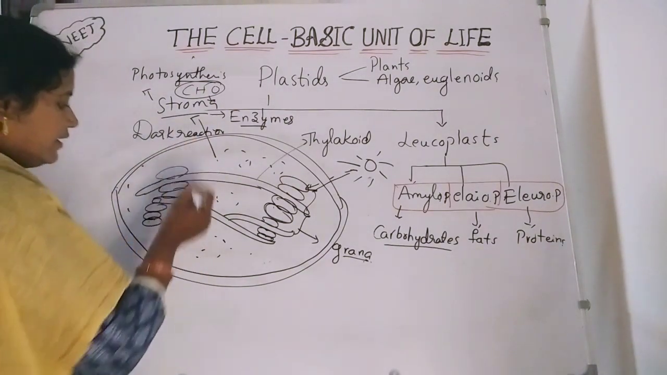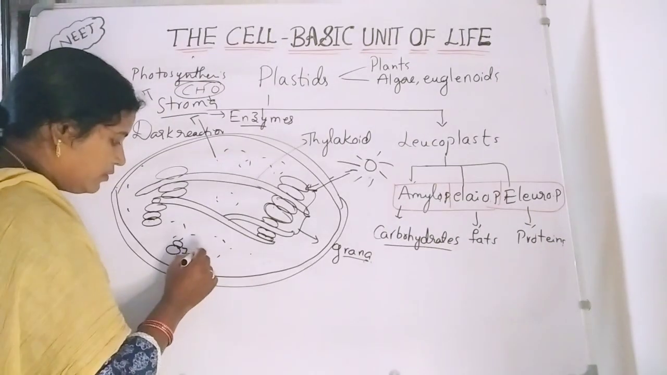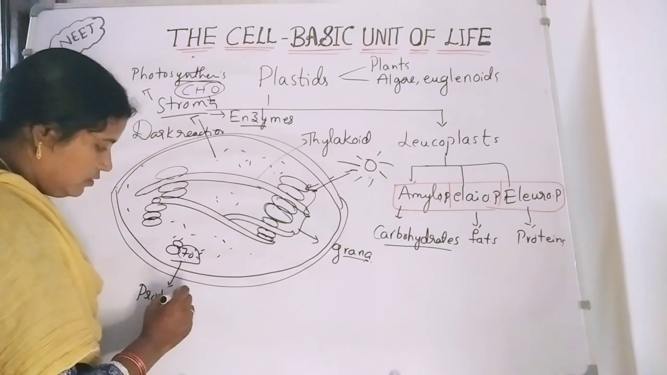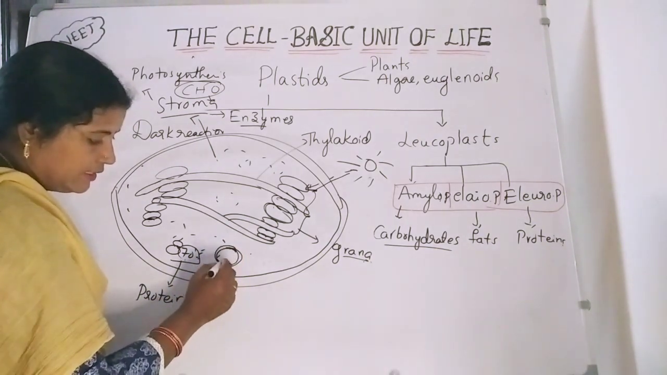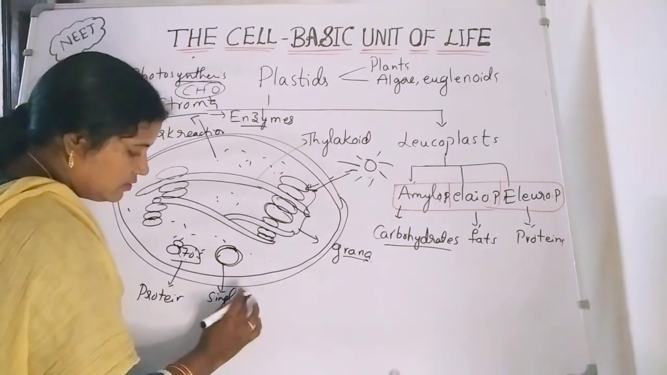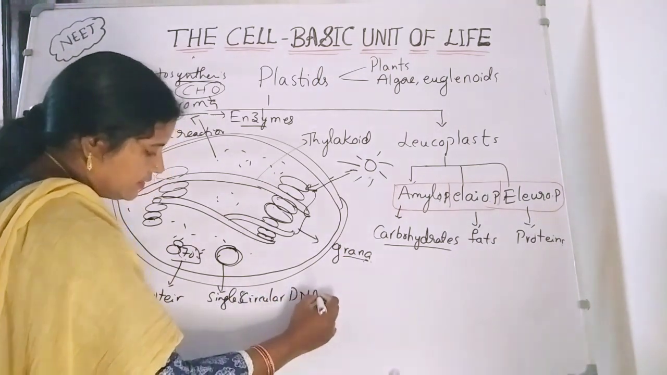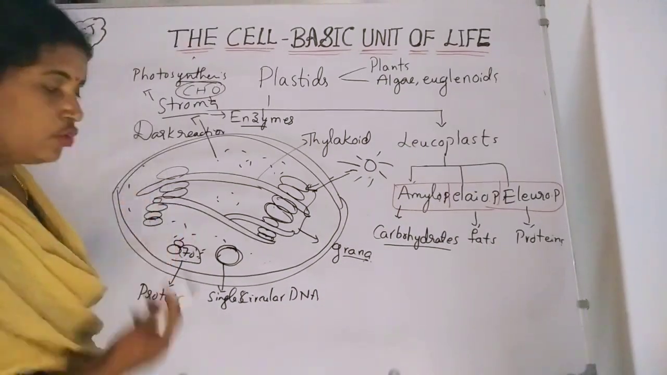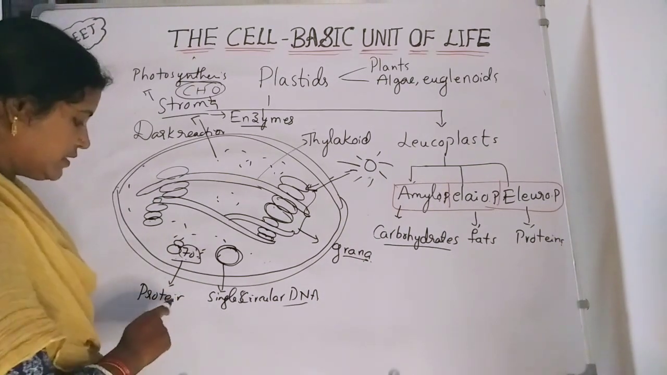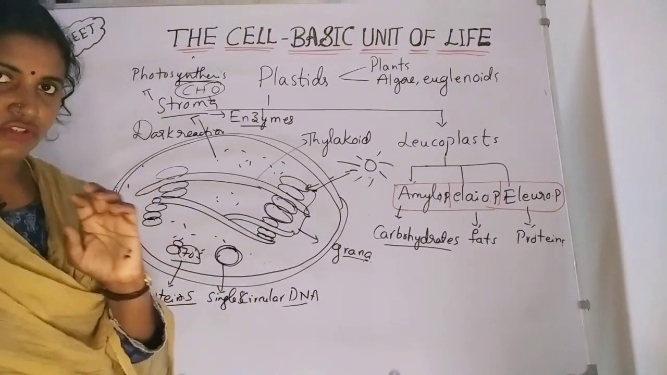Third, it also contains naked ribosomes. 70S type ribosomes are present, which are responsible for protein synthesis. And it also contains a single circular DNA, which is responsible for cell division. So, a very simple structure, the chloroplast.